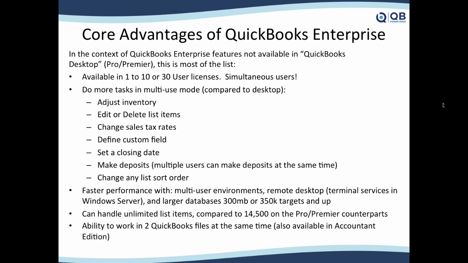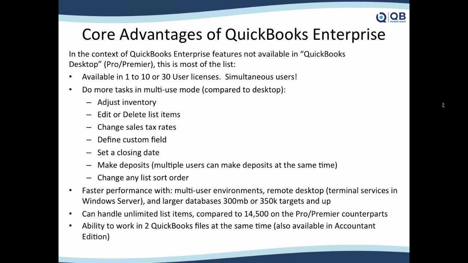The other piece is faster performance. QuickBooks Enterprise was designed for a multi-user environment. Obviously, you get up to 30 licenses, so it has to be optimized for that. And it was also optimized for remote desktop. Basically that means if you have a Windows server, there's a service in there called Terminal Services or Remote Desktop Services. So you can build your own cloud, per se, on a Windows server and use QuickBooks Enterprise with multiple users and have people log in remotely to it.